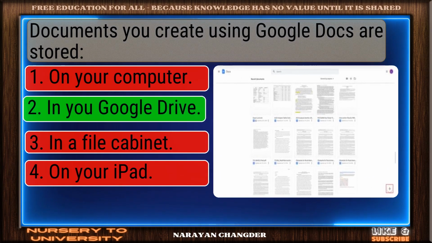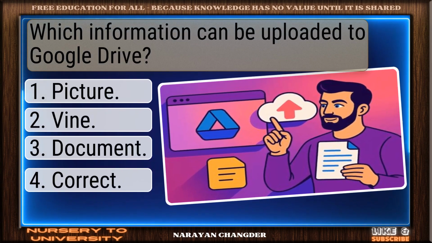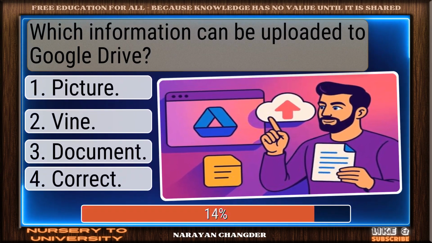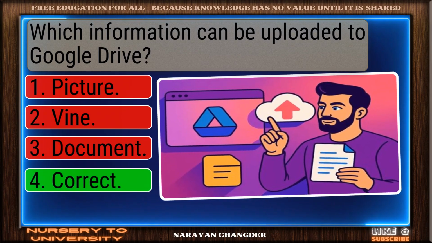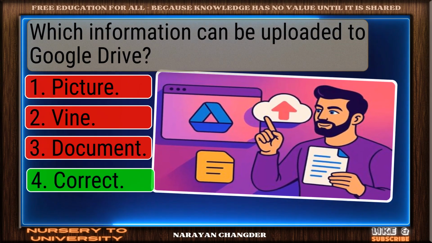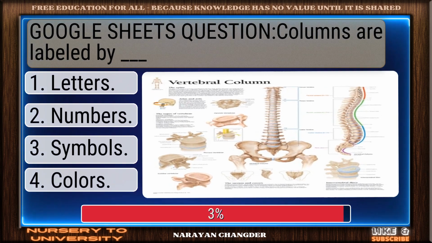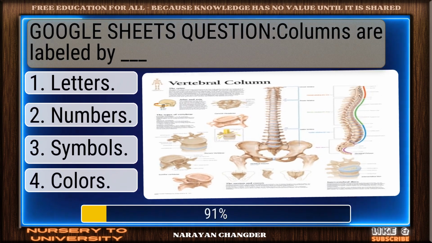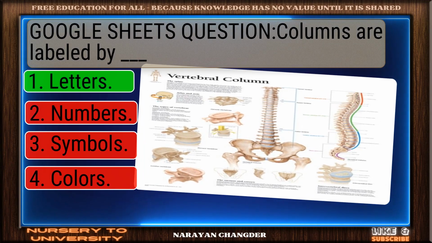Excellent. In your Google Drive is a brilliant choice. Which information can be uploaded to Google Drive? Smart move. Correct is an accurate answer. Google Sheets question. Columns are labeled by Dash. You're right. Letters is the correct answer.